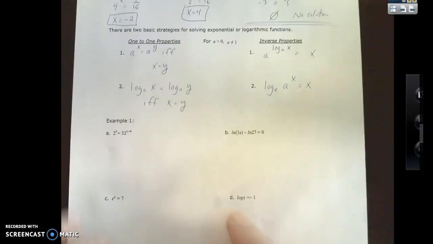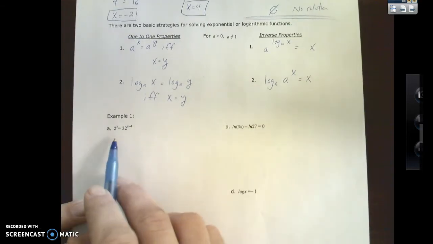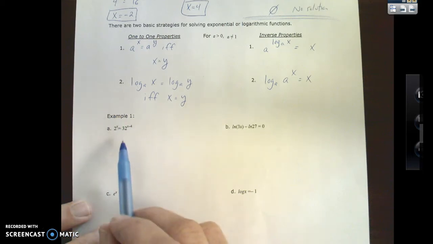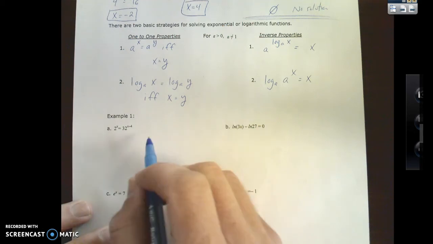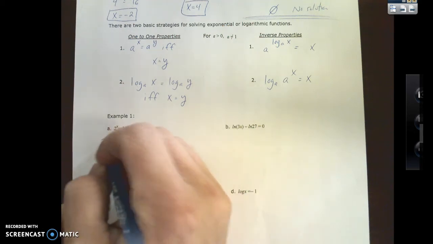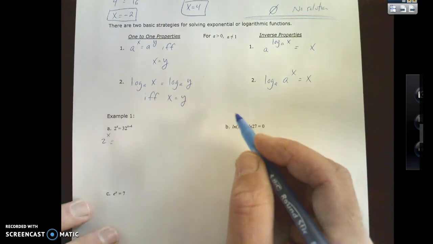So here we got a few examples for you guys. Let's get going. 2 raised to the x equals 32 raised to the x minus 4. When you see this, a little bell's got to go off in your head. You should go ding, ding, ding. I was going to draw a bell, but I'm not a really good drawer. I have 2 to the x. Is there a way for me to rewrite 32 so that it has the base of 2?